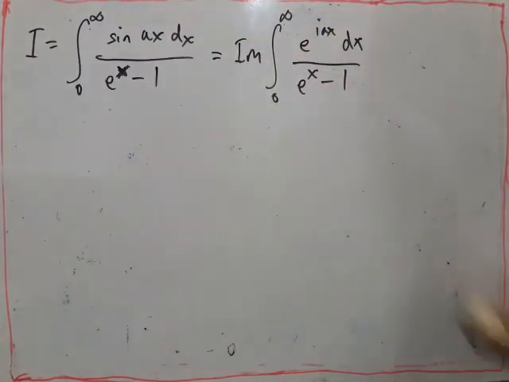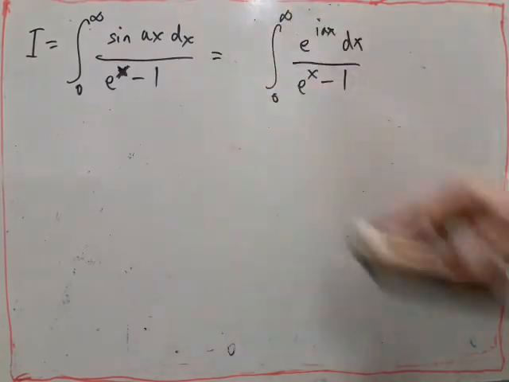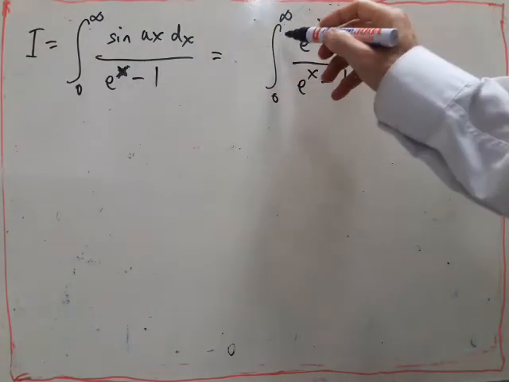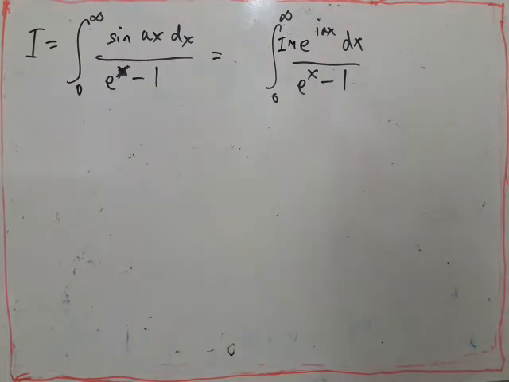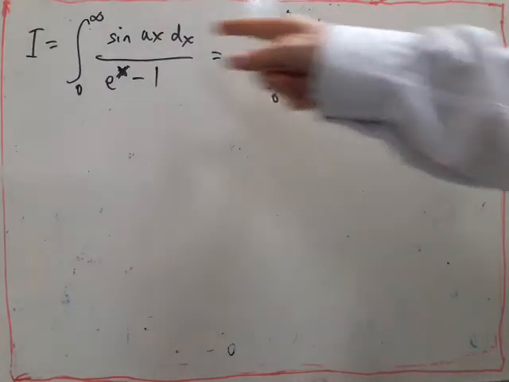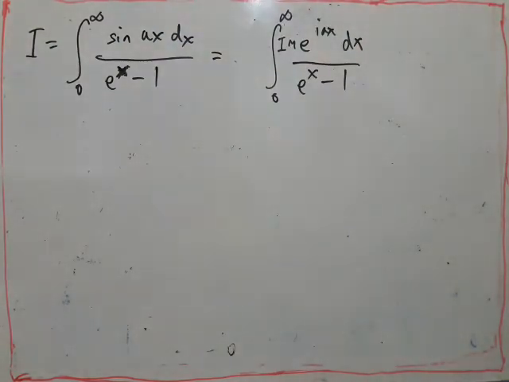We actually need to put the imaginary part inside the integral in this case. So then we're okay, because then if we take the imaginary part of this, then we get exactly sine ax.